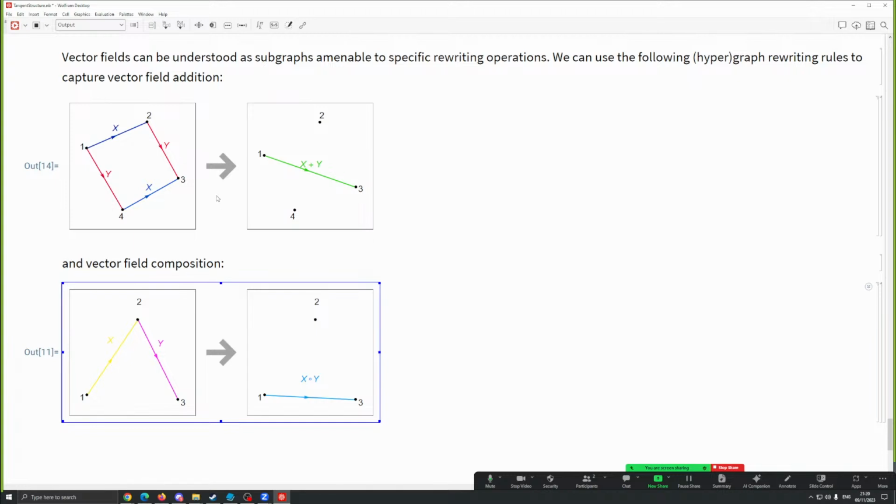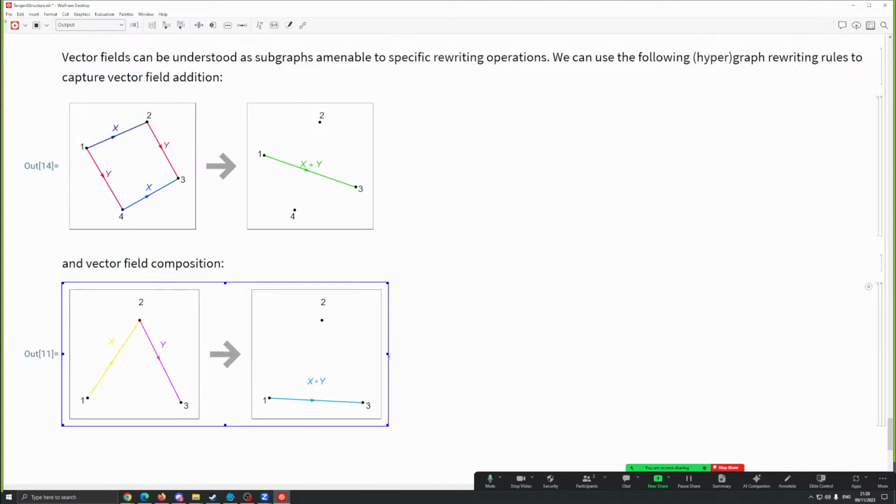Yeah. And then so yeah. What would it do to the vector field at vertex number 2? Is it just basically undefined, right?